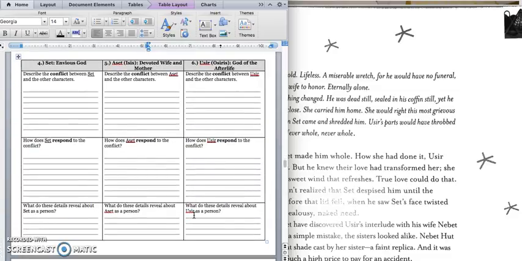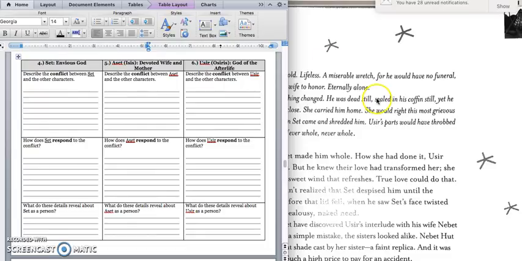Okay, on the next page, we have a chart where we're going to compare the conflicts between Set, Aset, and Usir. We're also going to compare how they respond to the conflict and their character traits. Okay, so we're in the column about Usir because that's the story we read. And then in parallel teaching, you'll do Set and Aset. Okay, what is Usir's conflict?